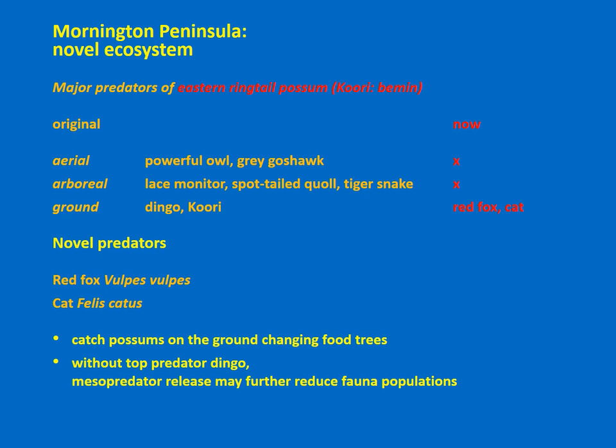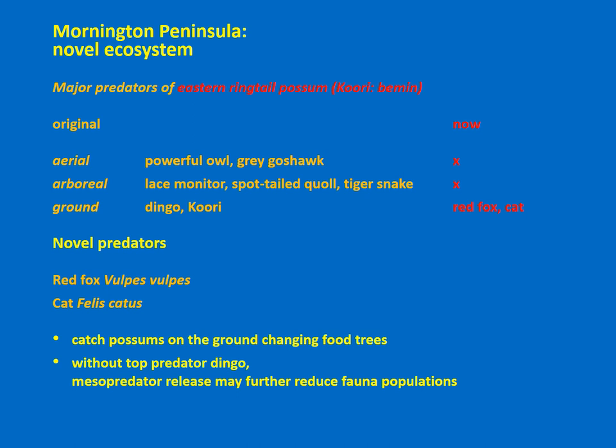So these novel predators catch possums on the ground changing trees. But without the top predator, the dingo, they are subject to mesopredator release, or potentially are, which can further reduce fauna populations. So a mesopredator without its top predator may increase, which increases impact on small prey, which can be quite negative.